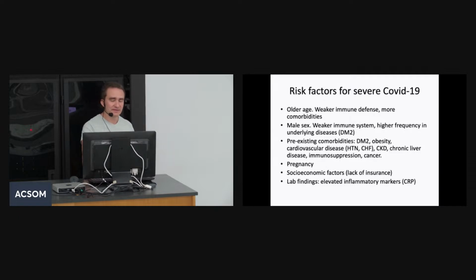And some lab findings were associated with a more severe course of disease as well, like inflammatory markers such as C-reactive protein, CRP.